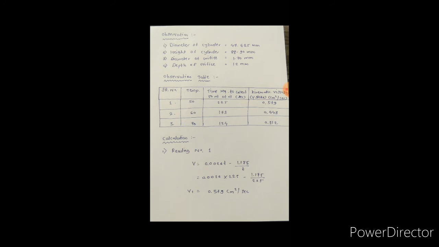Here we take 3 sample readings of temperature. The table is like this: serial number, temperature, time required to collect the 50 ml of oil, which is in seconds, and kinematic viscosity, which is in Stokes or centimeter square per second. Our first reading is 50. For that temperature, the time required is 225 seconds. Second reading is 60, time is 173 seconds, and for 70, time is 124 seconds.